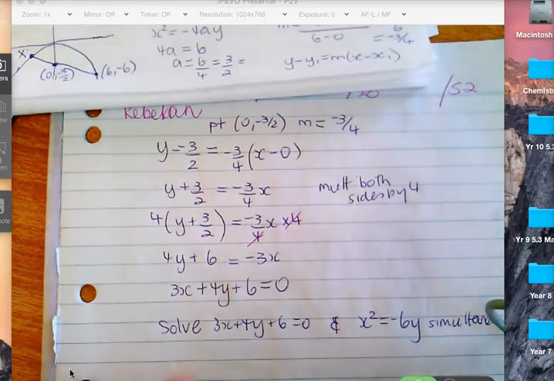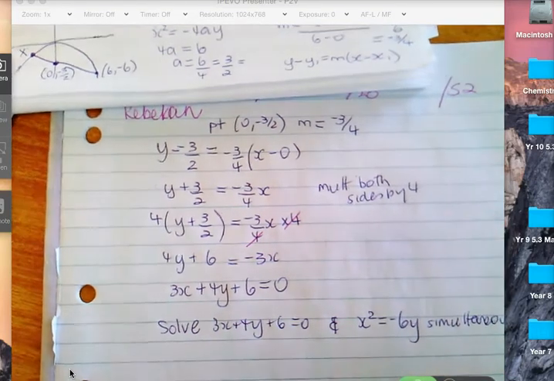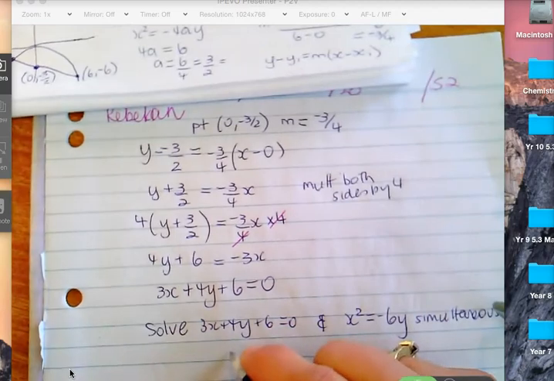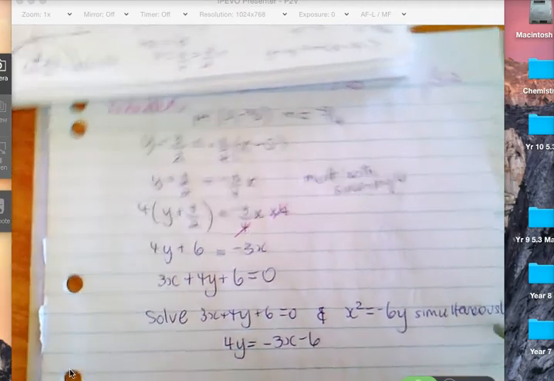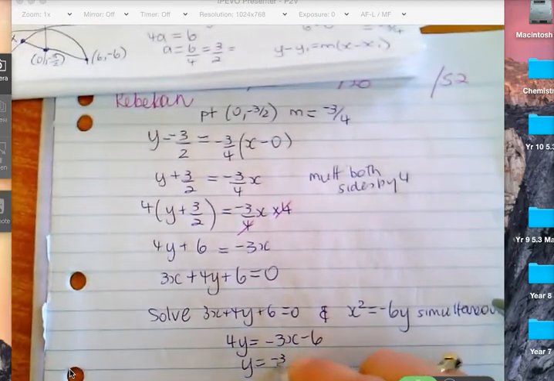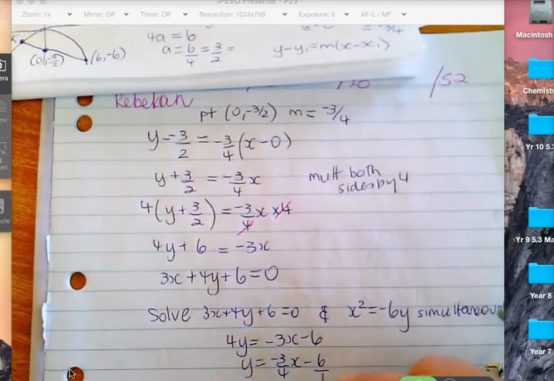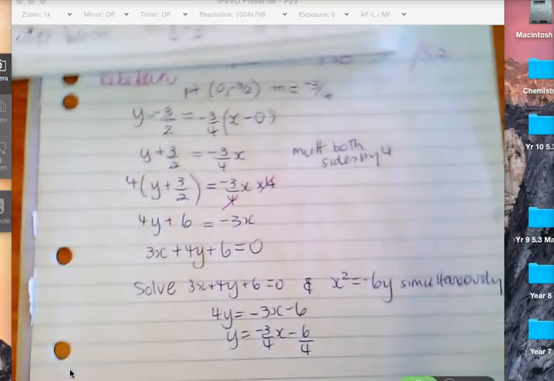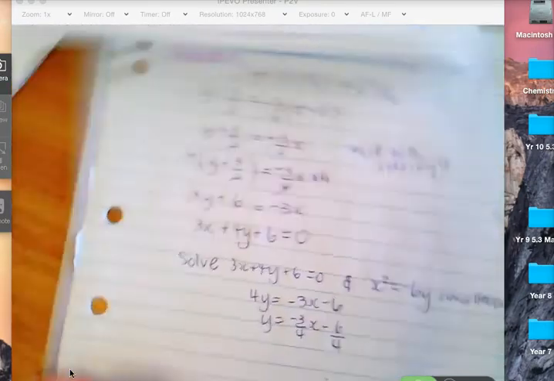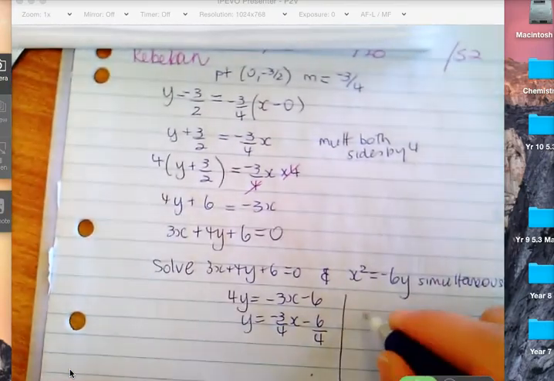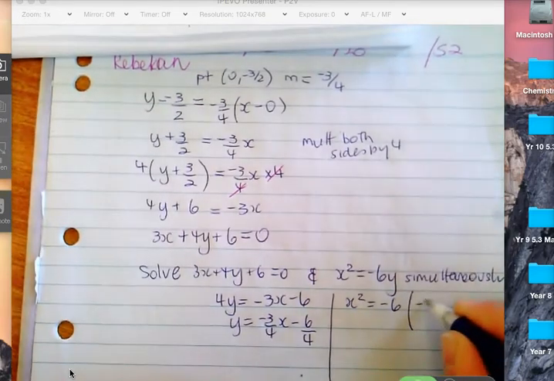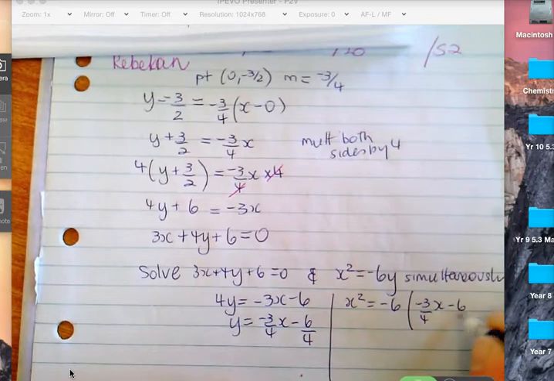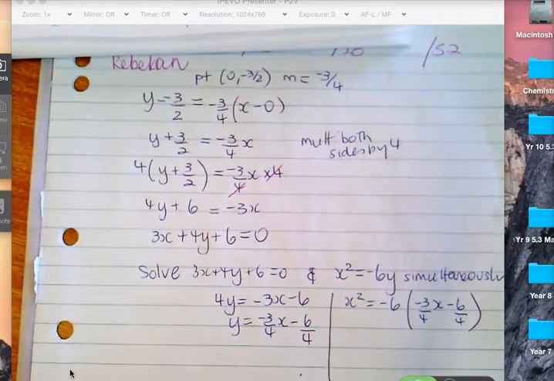So solve simultaneously. You might want to make y the subject here. 4y is minus 3x minus 6, so y is minus 3/4 x minus 6 on 4. Substitute that into x squared equals minus 6y. So you get x squared is minus 6 times this. Are we okay with that?